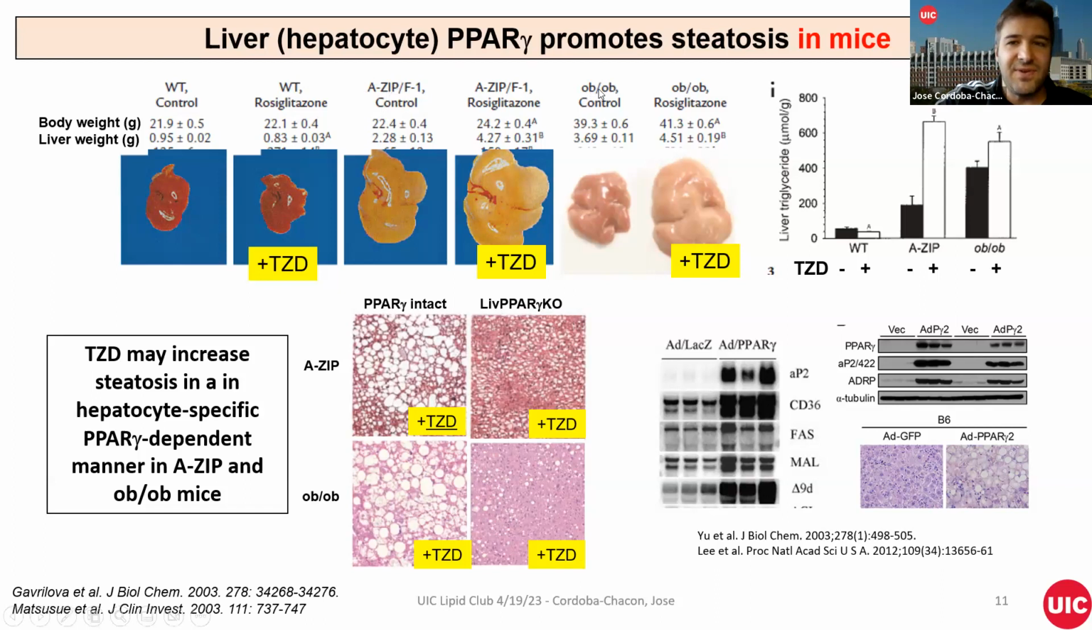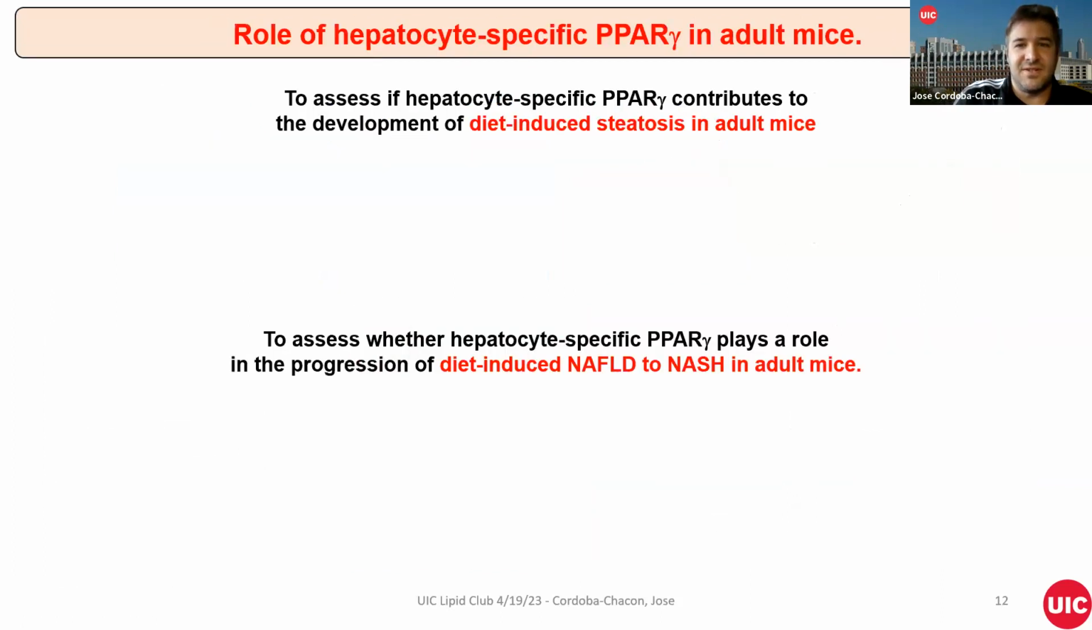guys are lipodystrophic, and the OB mice are hyperphagic. They eat a lot, no? So they might be ultra-physiological.